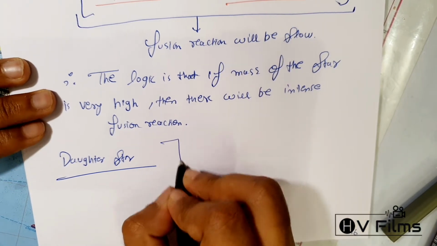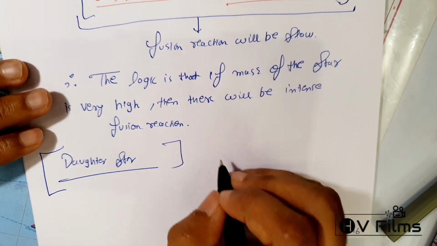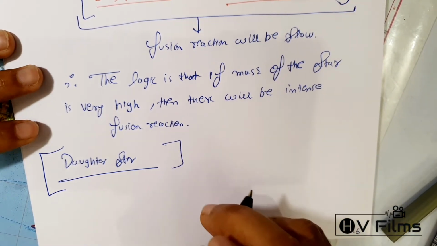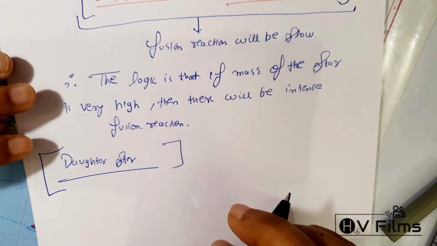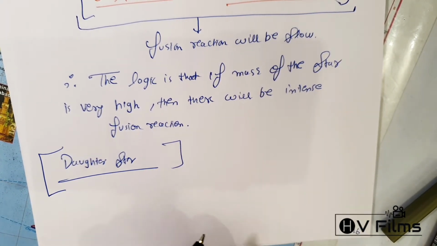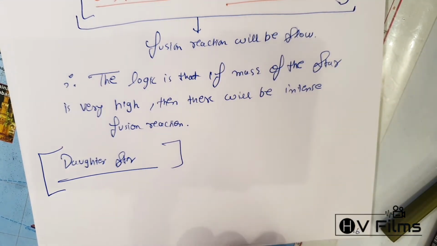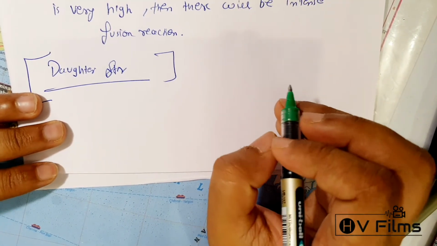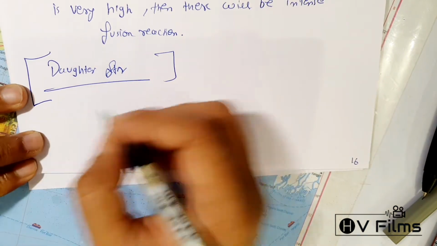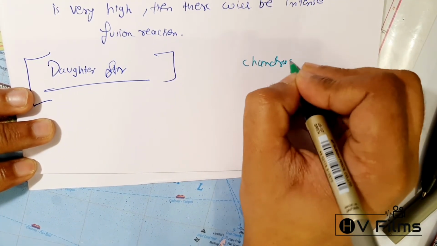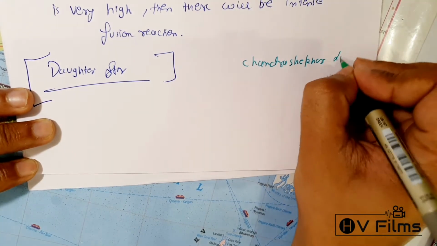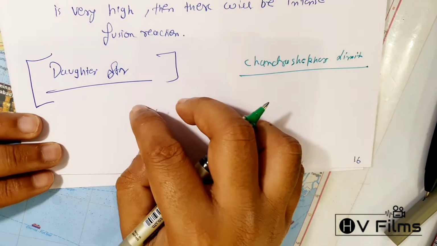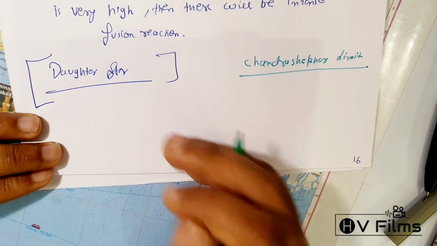Now, for every star, it depends whether it will explode or not. In that case, Chandrasekhar was a scientist who gave the Chandrasekhar limit. Let me write it here, Chandrasekhar limit. This is regarding a white dwarf star. A dwarf star is basically what the daughter star has become. Now a daughter star can either become a dwarf star or it can become a black hole itself.